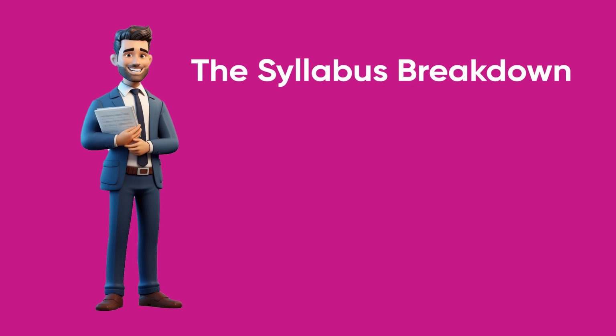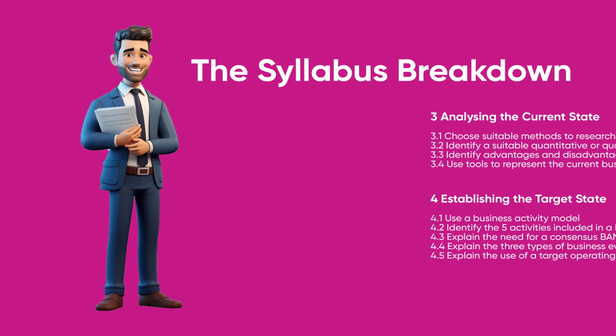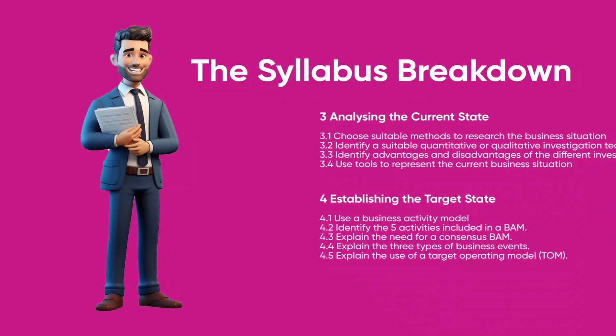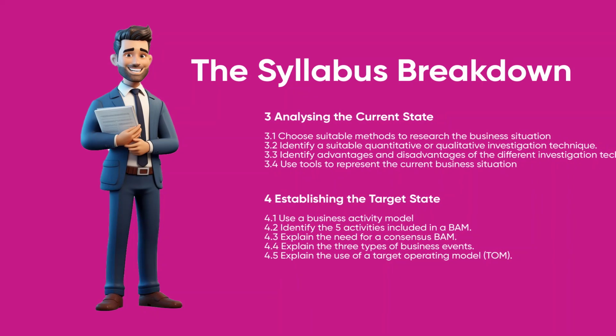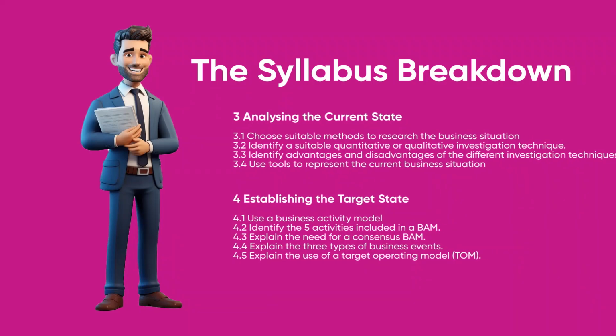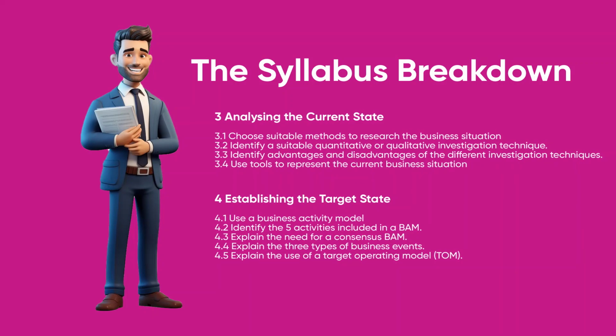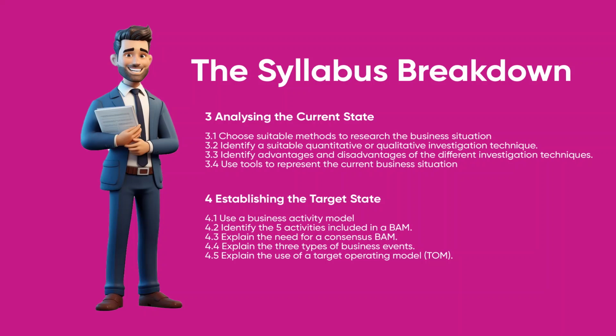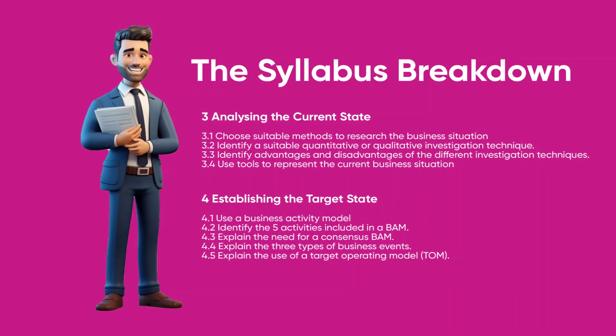3. Analyzing the current state. Now, let's talk about where a business currently stands. How do you figure out the company's current state? We'll explore different methods to research the business situation, including both quantitative and qualitative techniques. Quantitative data might be sales figures or website traffic stats, while qualitative data could come from interviews with staff or customers. We'll also cover the advantages and disadvantages of these investigation techniques. For example, surveys might give you broad insights, but interviews can provide deeper context.